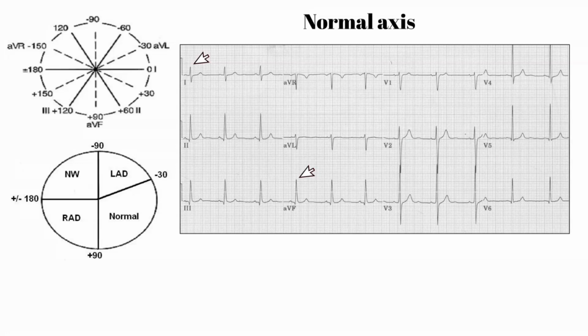This image demonstrates normal axis with the electrical vector heading toward the positive of lead 1 and the positive of lead AVF, as indicated by the arrows. The QRS axis thus falls within the normal range.